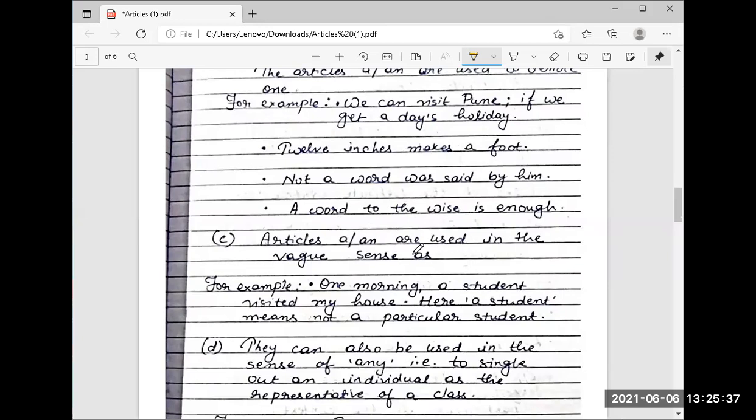Articles a and an are used in the vague sense. What do you mean by vague? Can you tell me the meaning of vague? Indefinite, in an indefinite sense. For one sentence it will be indefinite, and for another sentence it can be uncertain also. The meaning of vague is something uncertain or unclear. Your character is vague. That means your character is very unclear to me.